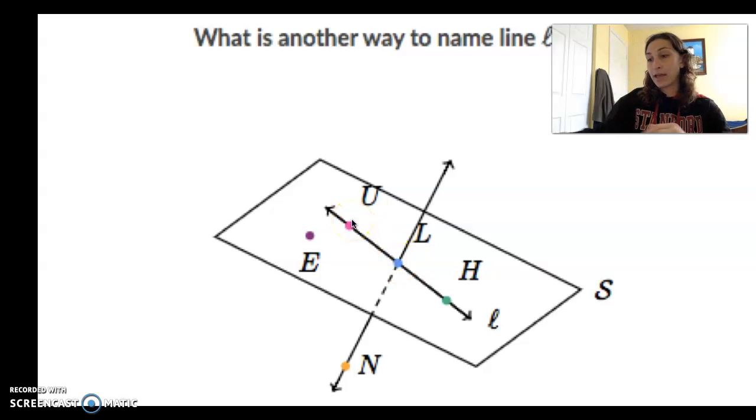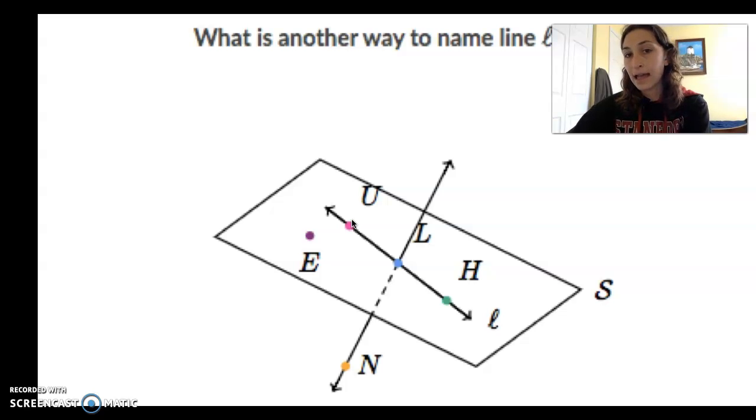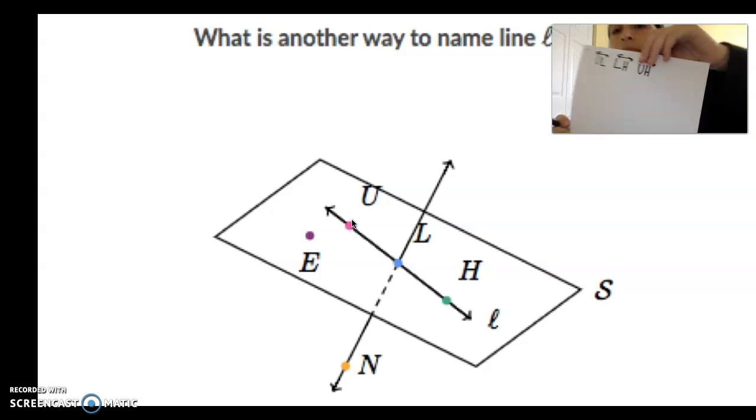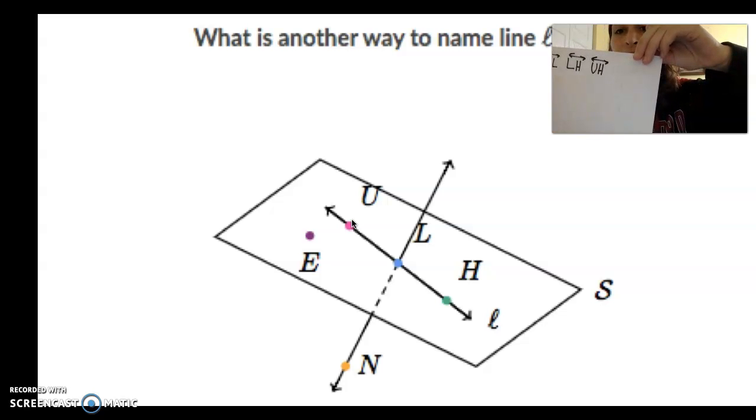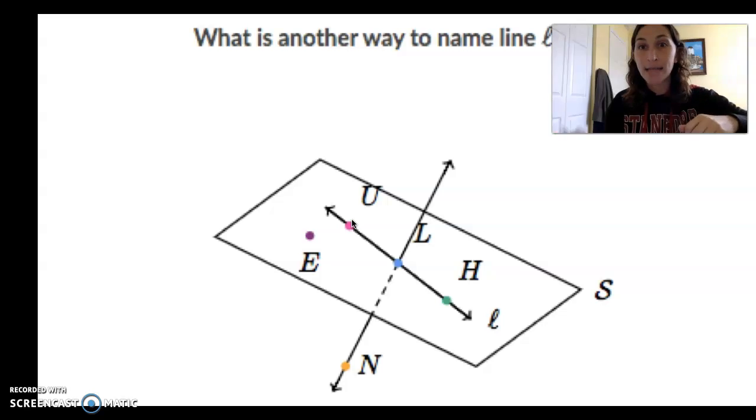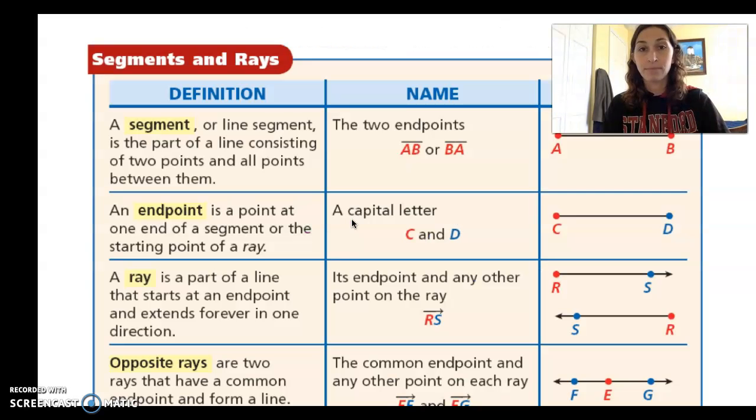So I'll write it down for you. I could call this line UL, line LH, line UH. These are all ways to name that line. I could also go the other way. I could call it line HU. Notice I put 2 points and then I put a line on top of it to name the line. All right.